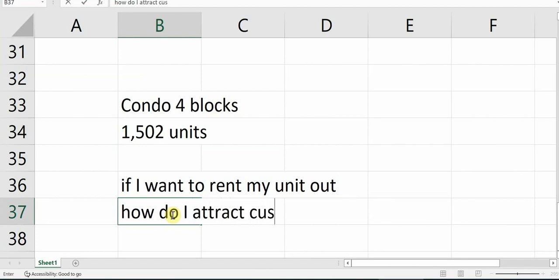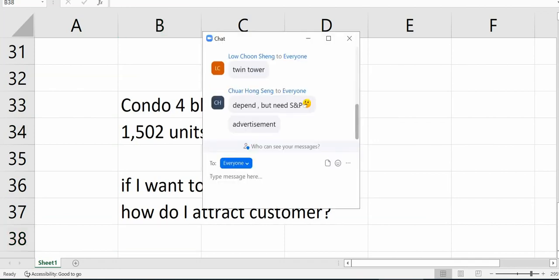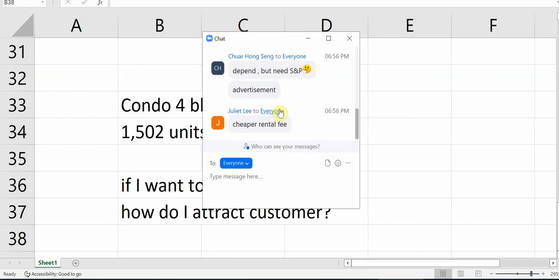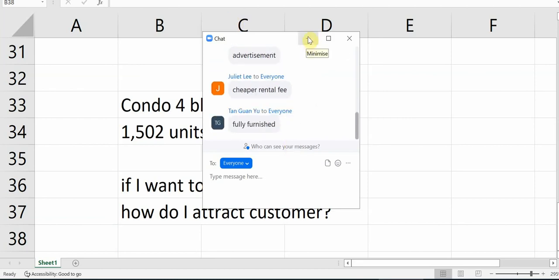That means the tenant. Competition is very fierce, you know. So anyone would like to suggest, if I want to rent, here come already, those at home, advertisement. Can you be a bit more specific, Chong, advertisement? Cheaper rental fee, okay. Juliet say cheaper rental fee, fully furnished, okay. Cheaper rental, fully furnished, very good, okay.